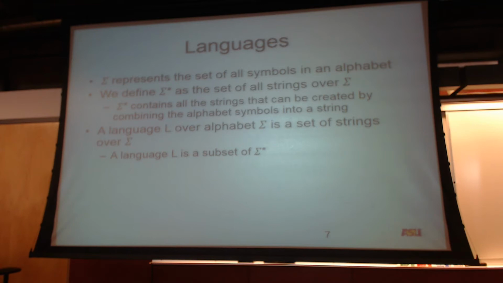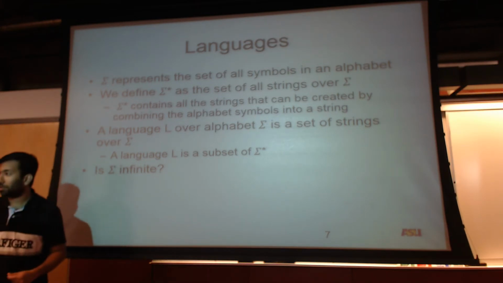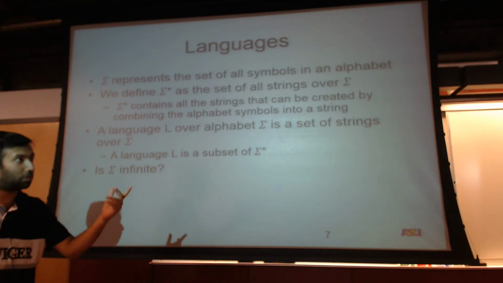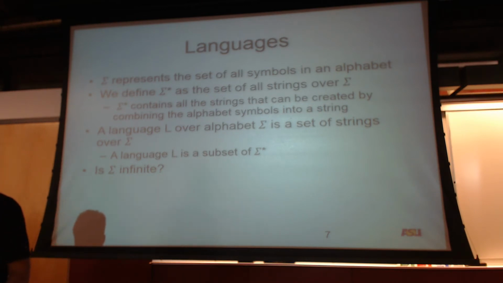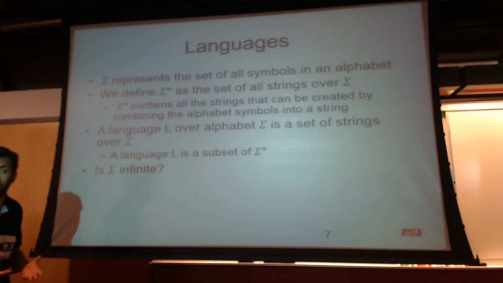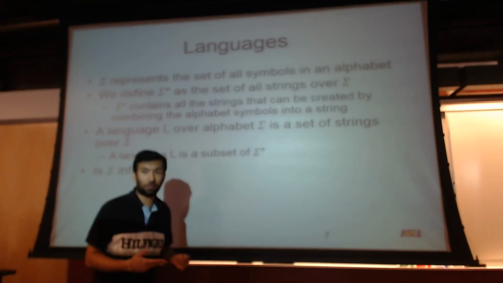Now we come to the question of the cardinality of these sets. Is sigma infinite? Why not? Did I stop sigma from being infinite? No. It can be infinite. Sigma can be infinite. But the question is, is it useful to have an infinite sigma? Nobody uses it. In a program, you cannot. So what does it mean to have an infinite sigma?